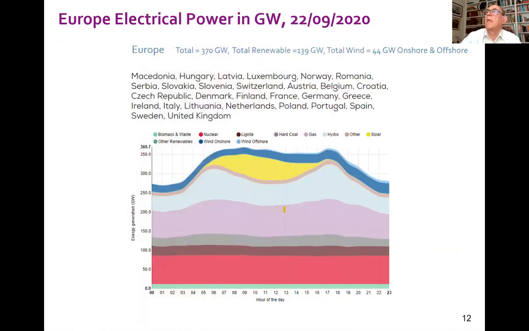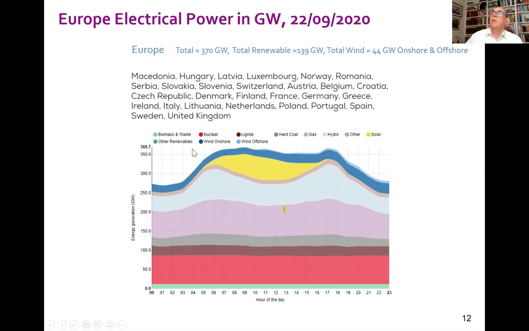So let's now look at what European power is. I couldn't get today's power, but I got a day last year, the 22nd of September 2020. And this is the electrical generation for the whole of Europe. Not the EU, every country in Europe. You see all the countries named here. United Kingdom is in here. France is in here, Germany, Italy.